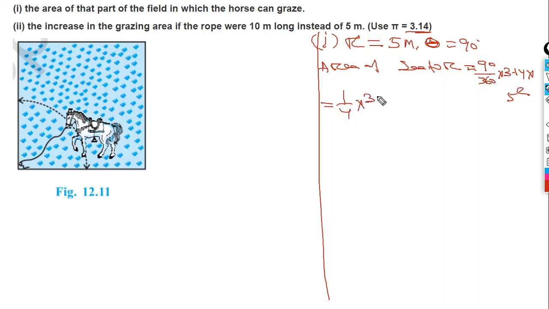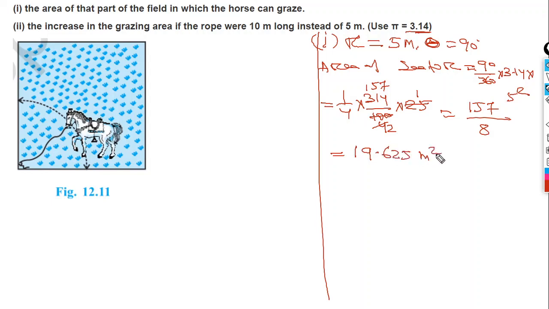3.14 you can write 314 by 100. 5 square is 25. Now you can cancel it. Here it will be 4, 1. Then you can write 2. Here it will be 1, 5, 7. So it will be 157 by 8, which will be equal to 19.625 meter square. So this is the area that the horse can graze when the length of the rope is 5 meter. Now we will move to the (ii) part.